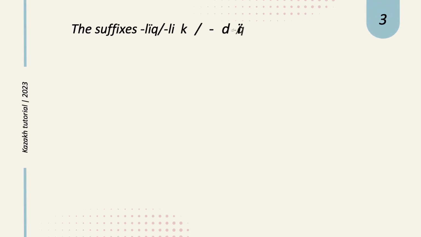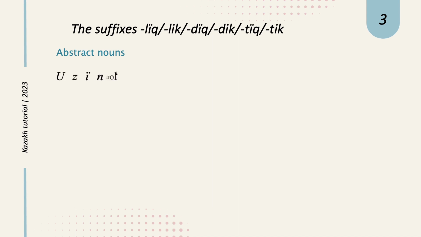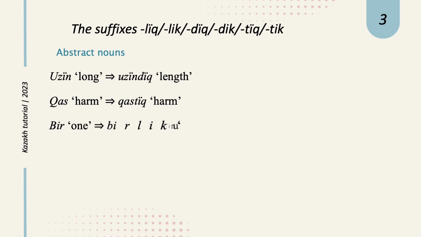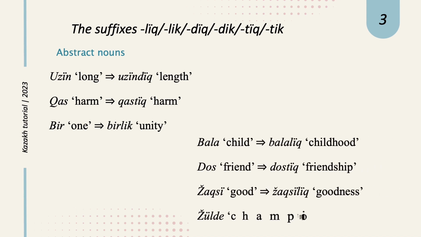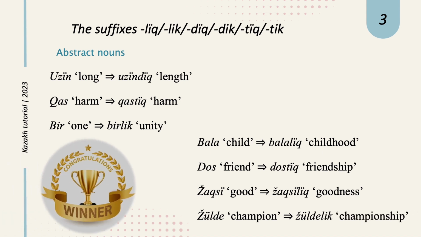The suffixes -лық, -лік, -дық, -дік, -тық, and -тік can be added after nouns, adjectives, and numerals to form abstract nouns. Example: uzun, uzundық, length. Қас, harm, қастық, harm. Bir, one, бірлік, unity. Bala, child, балалық, childhood. Dос, friend, достық, friendship. Жақсы, good, жақсылық, goodness. Жүлде, champion, жүлделік, championship.